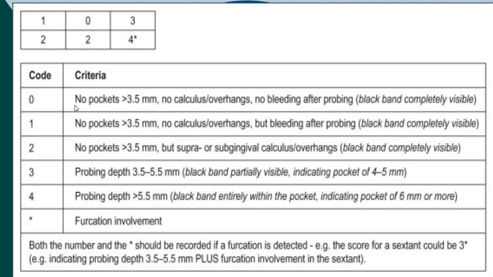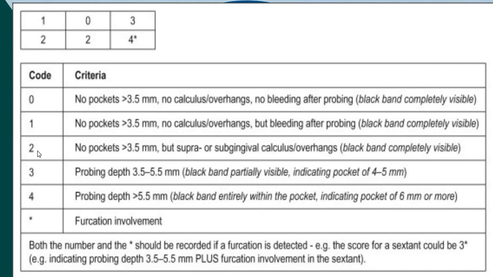While in code 1 we have just bleeding, but no calculus, no overhang filling, and no other plaque retentive factors. And here also we don't have a pocket, and we have normal sulcus from 0 to 3.5. And the treatment here, when you have the code 1 in all of the 6 sextants, is just a good motivation and oral hygiene instruction to your patient.